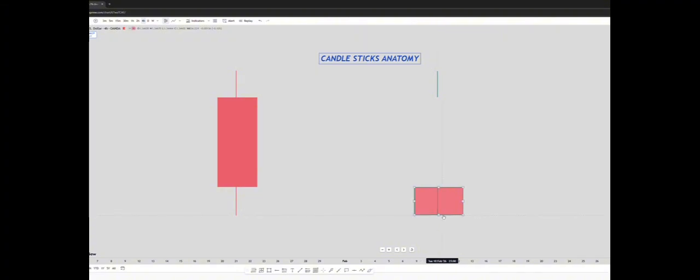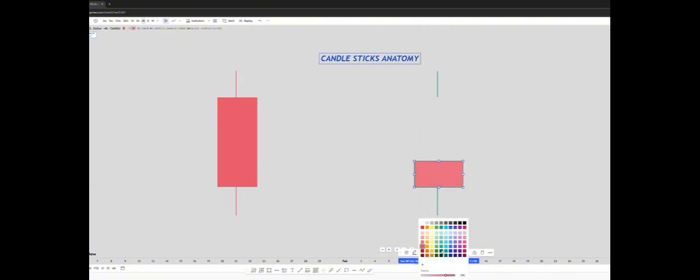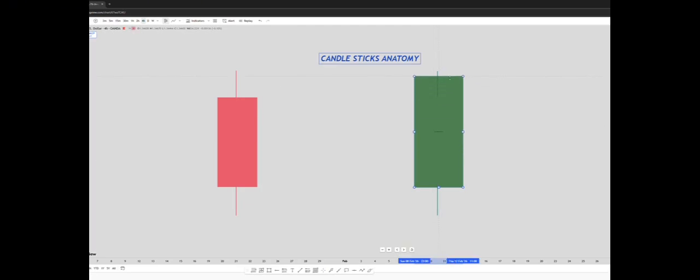Sometimes the market might keep going down and close. But what happened? The buyers came into the market and pushed the market above the opening price. They pushed the market up towards this high, which is the highest point.